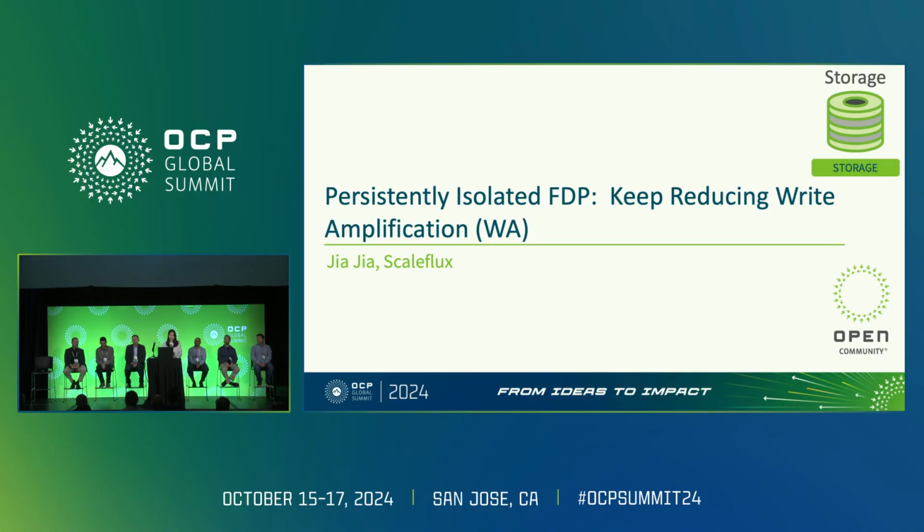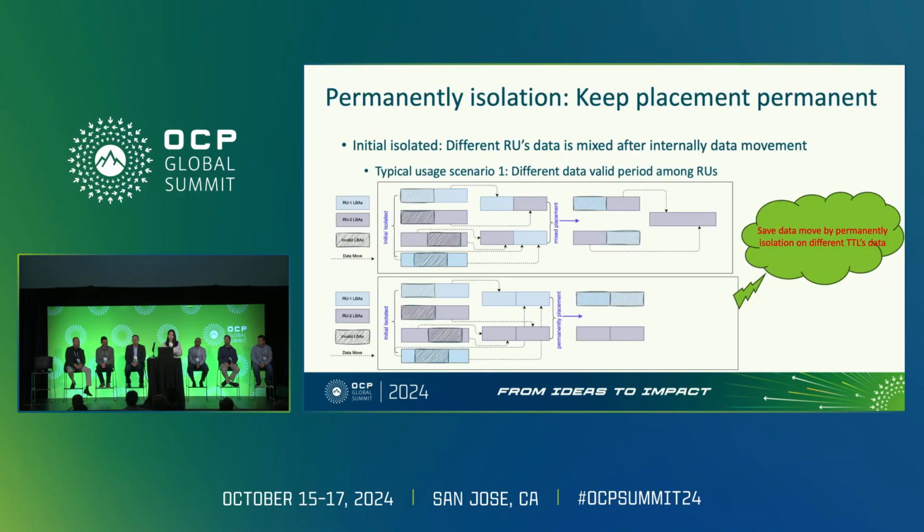Hello everyone. Today I'd like to talk about how persistently isolated FDP can keep reducing write amplification in SSDs and share our results here. FDP allows hosts to organize data into different physical location sets, which we call reclaim units, or RUs. Hosts can write to different RUs at the same time, isolating data by its lifetime. There are two different types of data isolation here: one is persistent isolation, and the other is initial isolation.